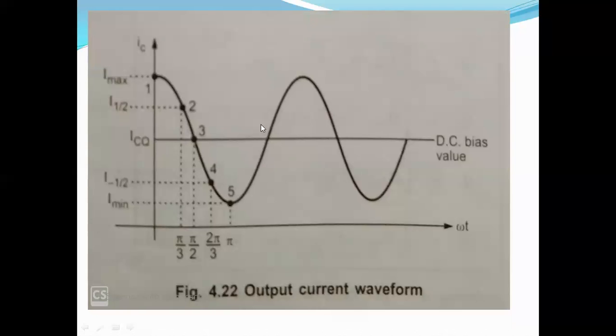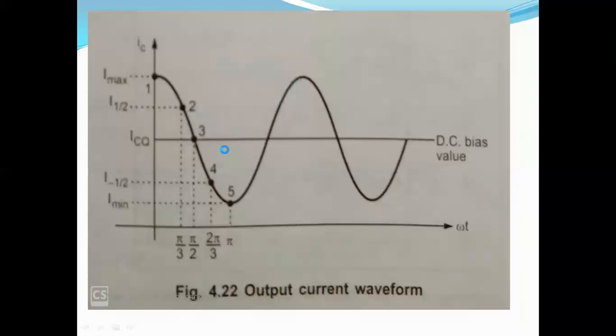This is the output current waveform. On the x-axis we have omega t, let us consider, and on the y-axis we have the collector current I. Here we are considering 5 points to find out the distortion, that is 1, 2, 3, 4, and 5. And next, the total collector current including the DC bias can be written as.